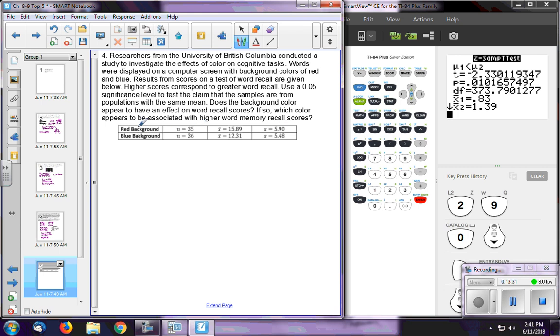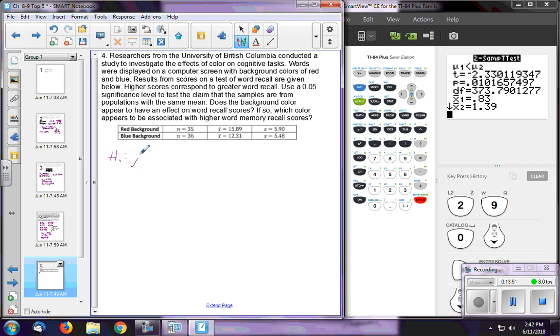So similar to what we saw before, we have two sets of data. We have those with a red background, those with a blue background. These are independent because someone's going to see one or the other, but not at the same time. Set up our null and alternative hypotheses.